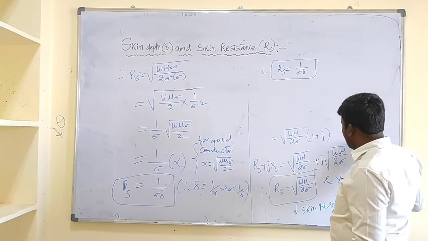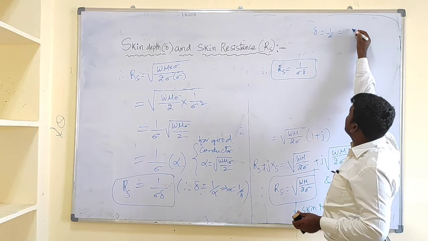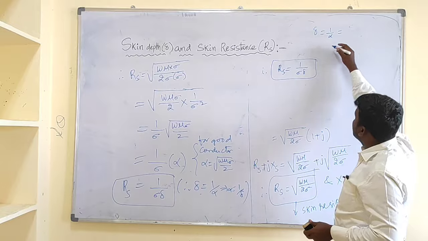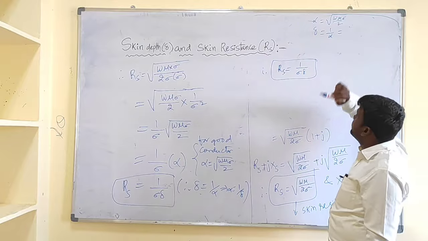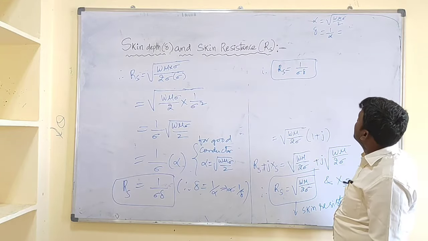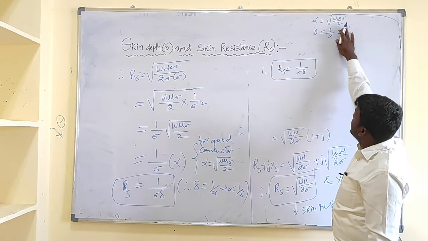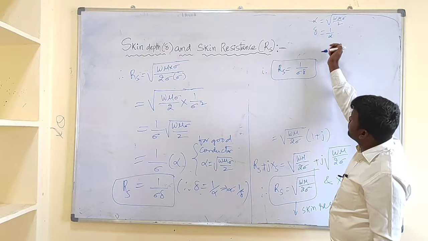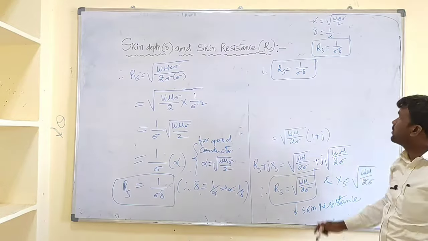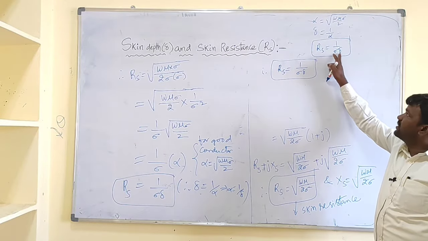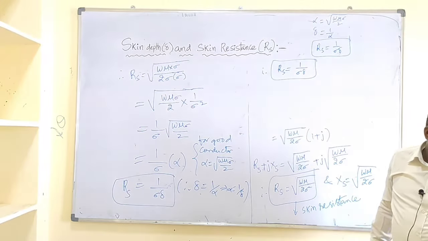Now let us write all the expressions in one place. We derived delta as 1 by alpha. What is the expression for alpha? Alpha equals the square root of omega mu sigma by 2 for the good conductor. Next, Rs equals 1 by sigma delta. This is called skin resistance. Skin resistance is inversely proportional to the conductivity of the medium, and it is also inversely proportional to the skin depth of the wave in a medium.